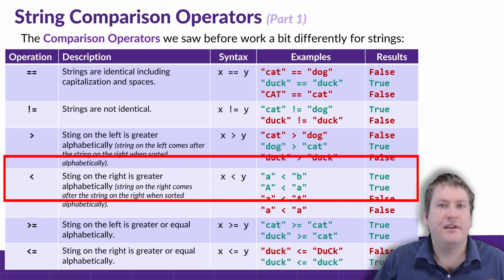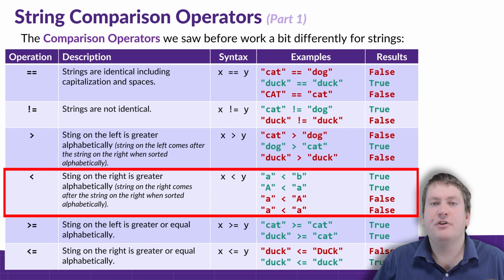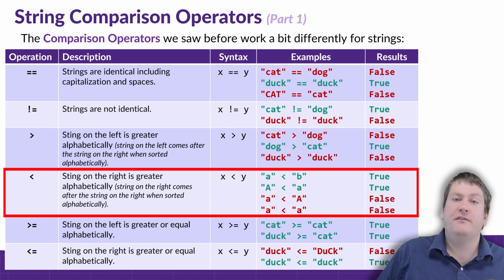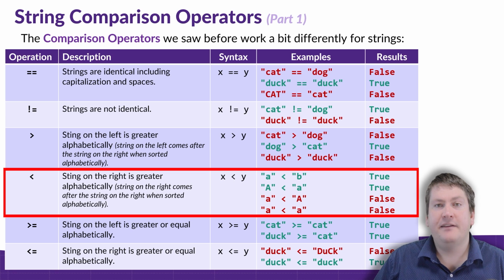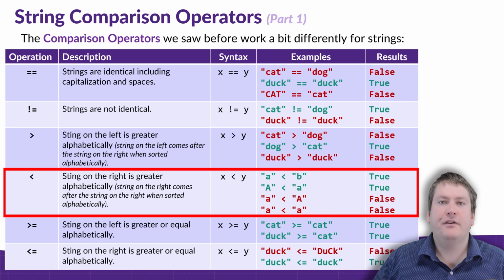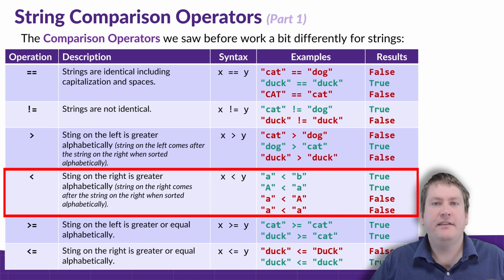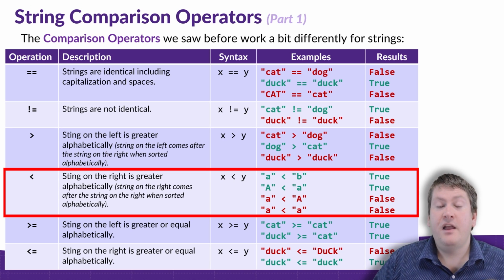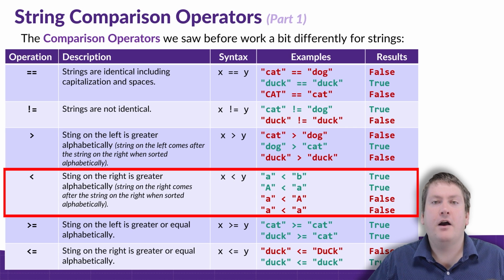Less than probably works the same way you think. A less than B returns true because A is first alphabetically. Capital A less than lowercase a is true because, like I said, all the uppercase letters come first. So lowercase a less than capital A is going to be false because it's flipped around. The lowercase letters come after the uppercase letters. A less than A, again, is going to return false because they are equal. And equal doesn't count for less than, only for less than equals.